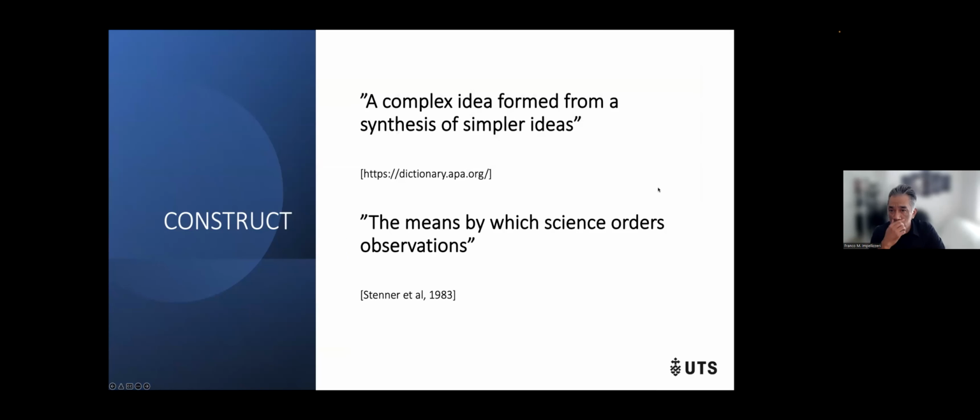So what is a construct? You can find a lot of definitions. I picked some definitions that I like. This is from the APA dictionary: a complex idea formed from a synthesis of simpler ideas. And this is something I like because it's more related to the concept of science, the means by which science orders observations. This is important because now I'm talking to sports scientists. We are scientists, so we have to understand what role we have in the scientific process.